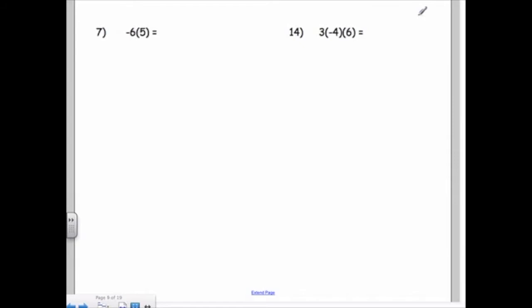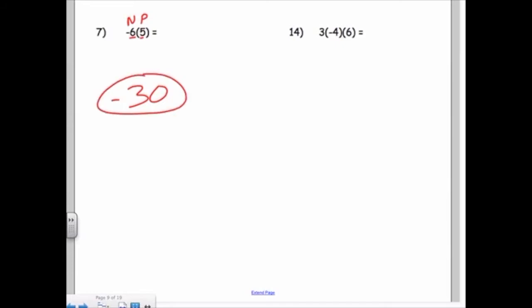And the last two, once again, pause. Try the two on your own. Then unpause. And then see if you get the answer correct. Please call me over if your answer is incorrect. So for number 7, 6 times 5 is 30. But signs are different, so it's negative 30.